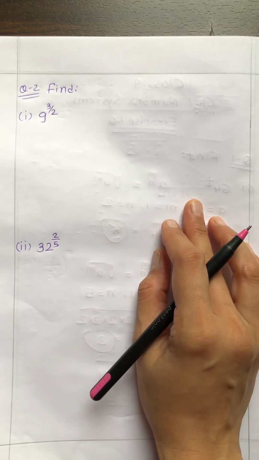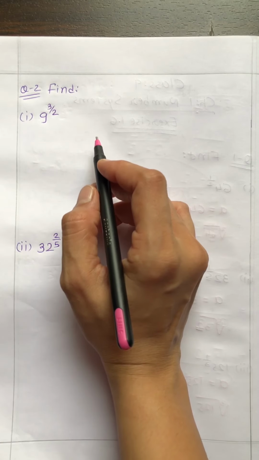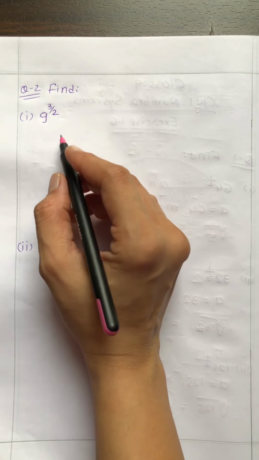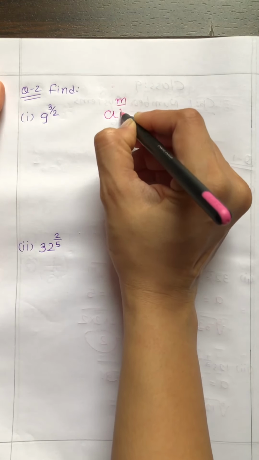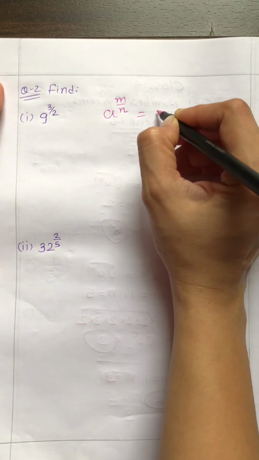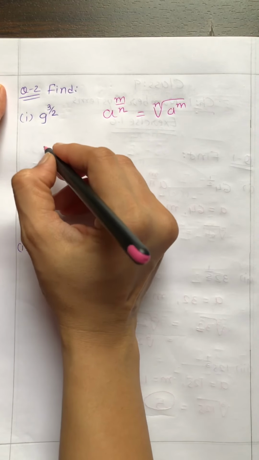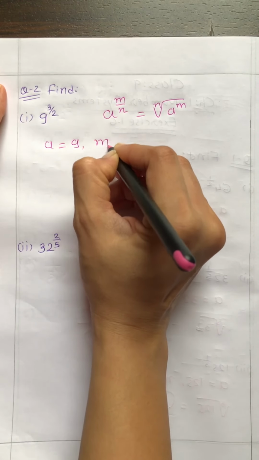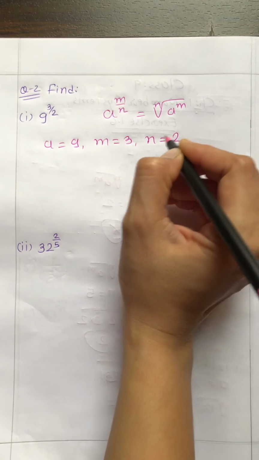Second question, find the following. First is 9 raised to 3 by 2. Again we will compare this with a raised to m upon n is equal to nth root a raised to m. Here a is equal to 9, m is equal to 3 and n is equal to 2.